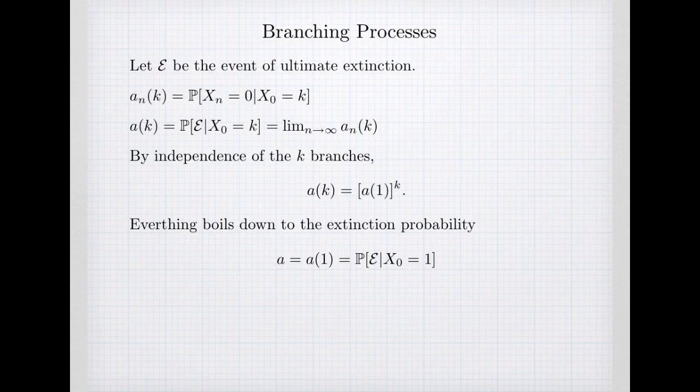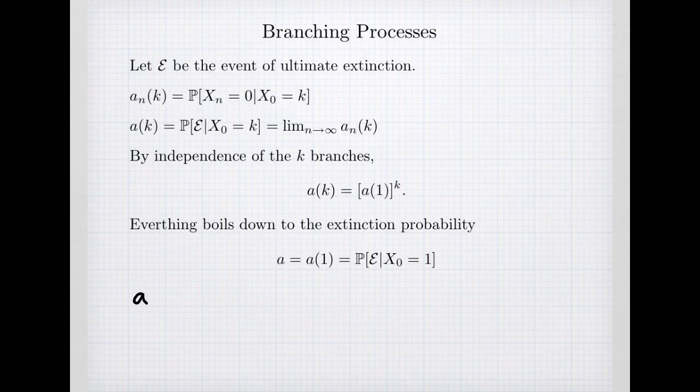And so if I want to know the value of a sub k, it's simply the probability that one sub-branch goes extinct raised to the k power. And so really all we care about is this probability of extinction given that there's only one individual to start off my branching process. So now we're going to do what's called first step analysis. We're going to think about A, which is the probability of extinction, and we're going to condition this on the first step.